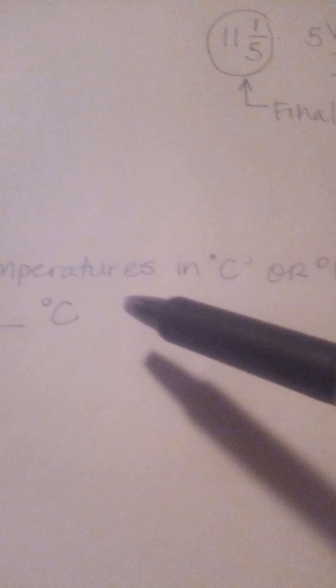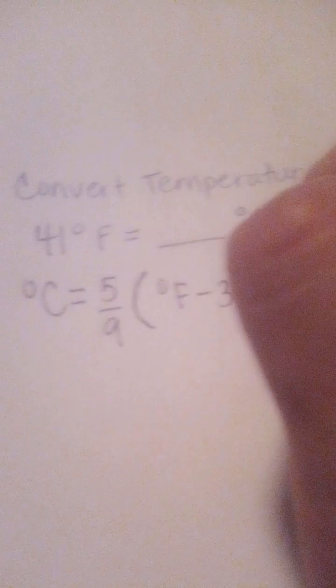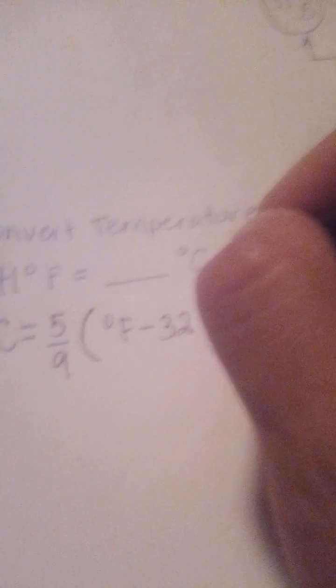Okay, we have number 12. It says convert temperatures in Celsius or Fahrenheit. Okay, we have the formula. The formula is, for Celsius, C equals 5/9 in parentheses Fahrenheit minus 32 degrees. Okay?